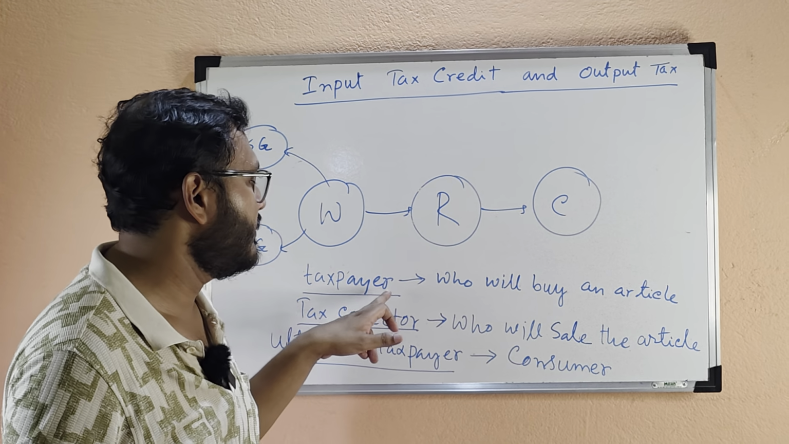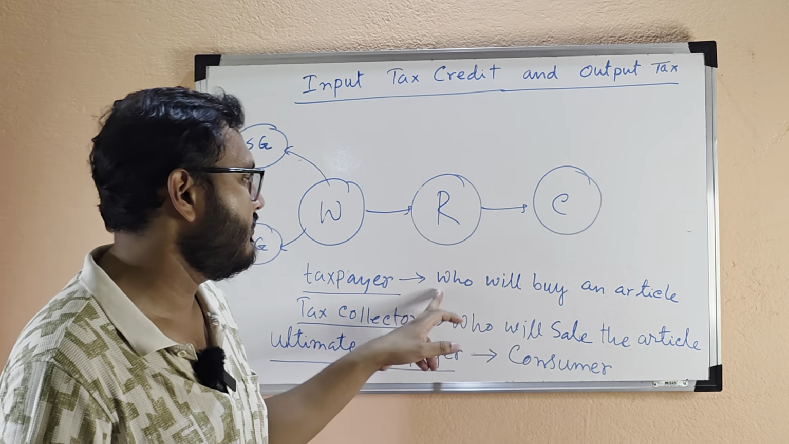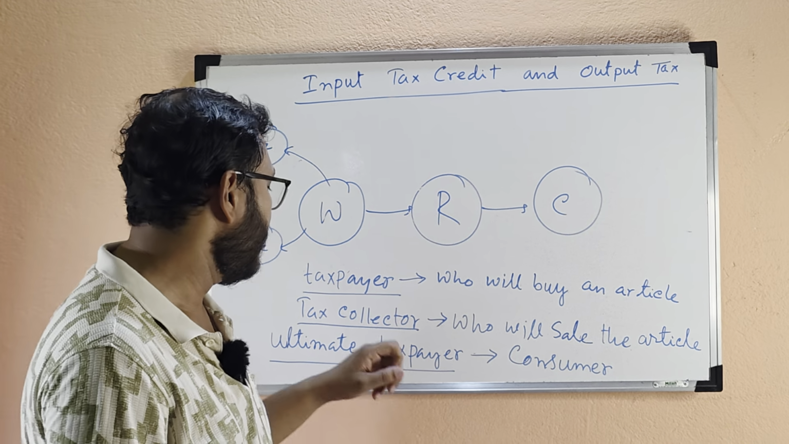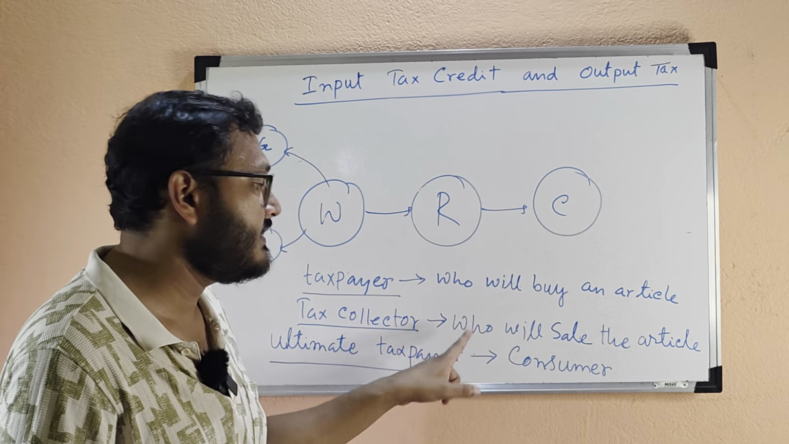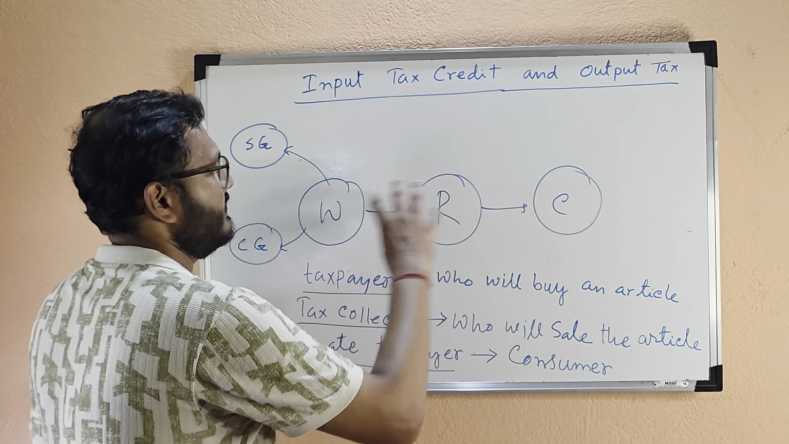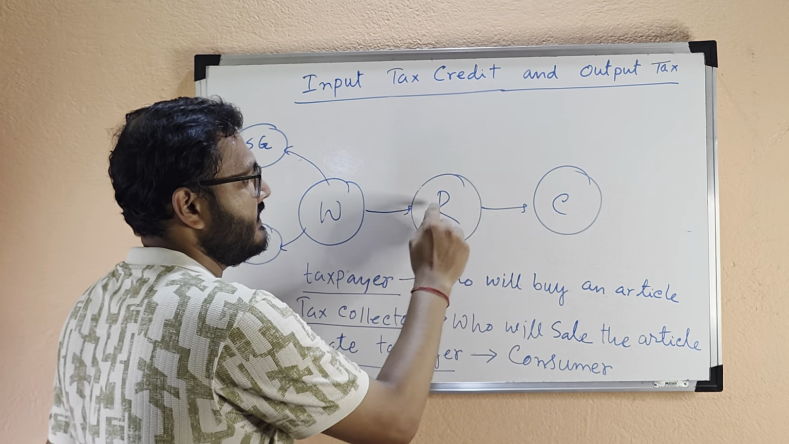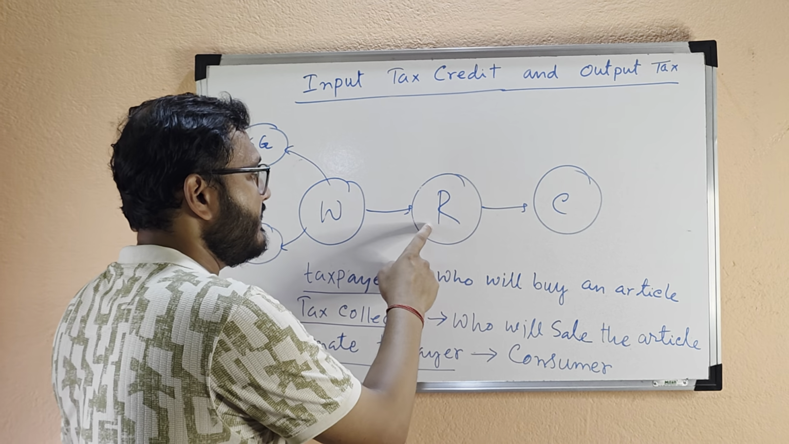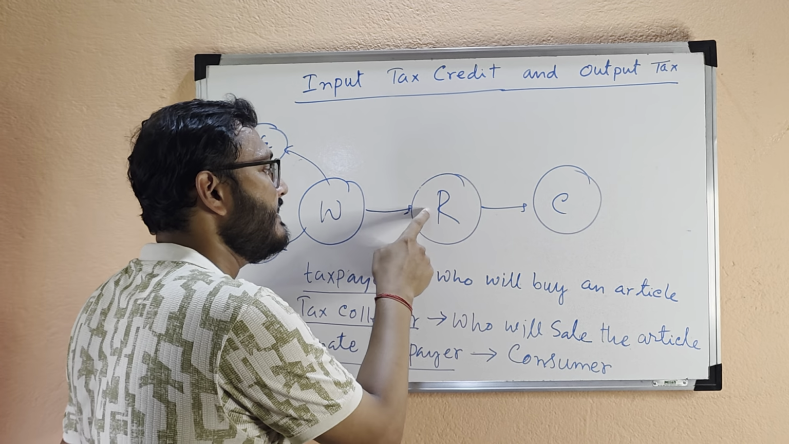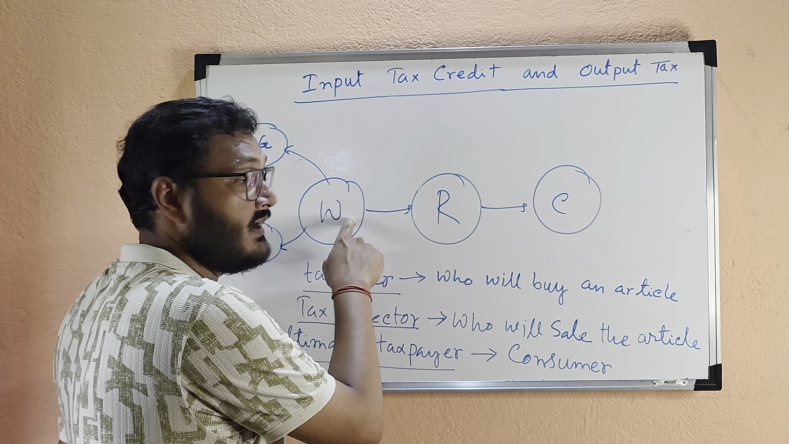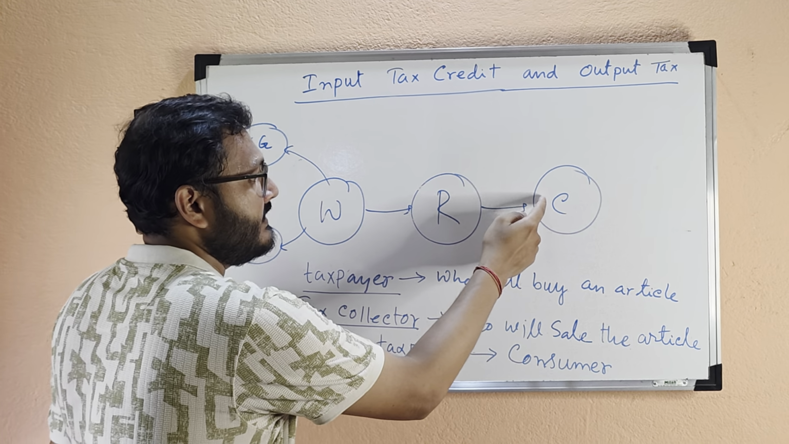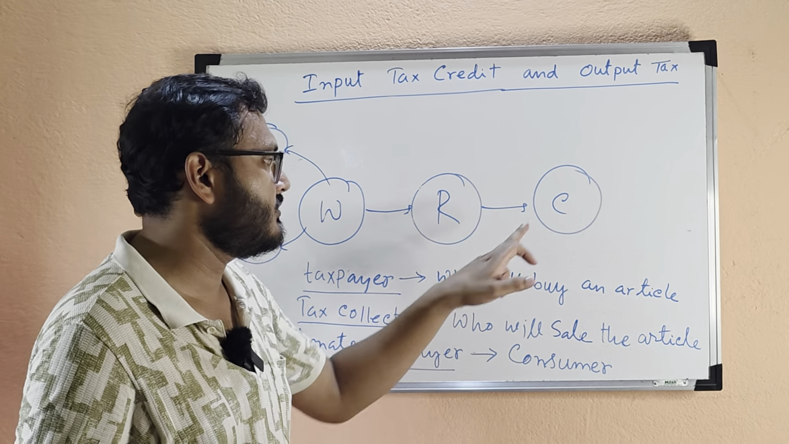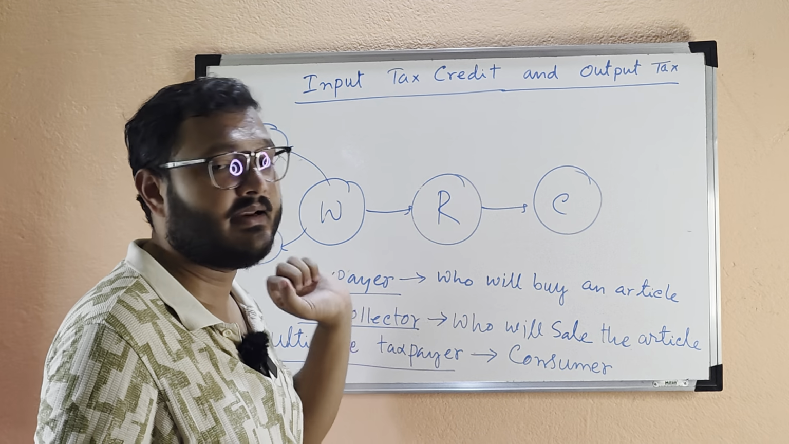Here I wrote taxpayer. For GST problems, we have to understand who will buy an article, he will pay the tax, and from whom he is buying, he is the tax collector. Like from this supply chain, wholesaler to retailer, retailer to consumer. A retailer purchased from wholesaler, so retailer paid the tax to wholesaler, and wholesaler collected that tax. And here consumer paid the tax. Consumer bought from the retailer, so consumer paid the tax to retailer, and retailer collected the tax.